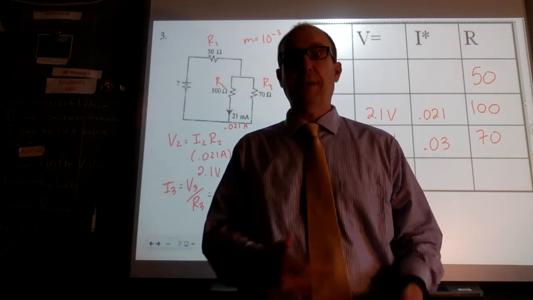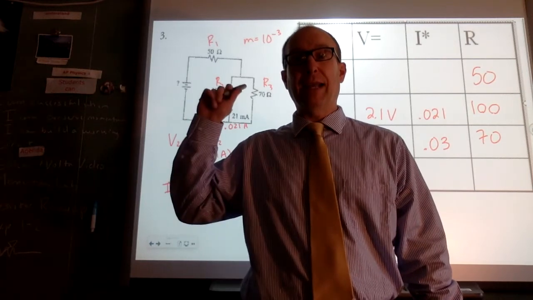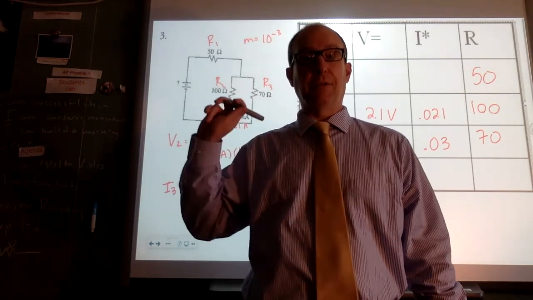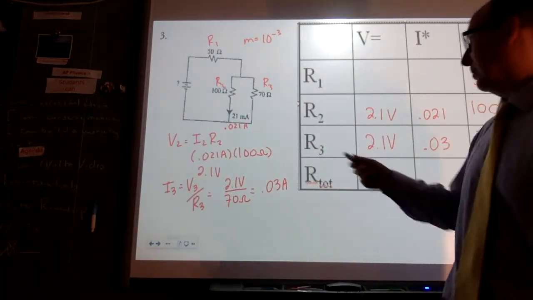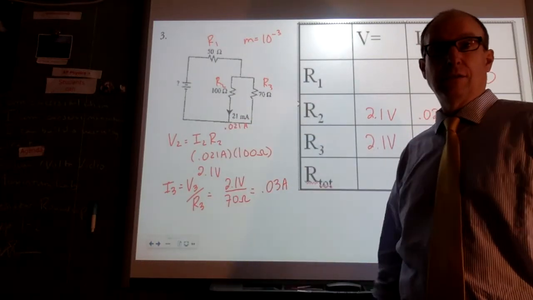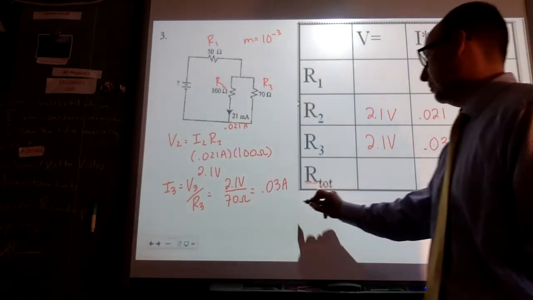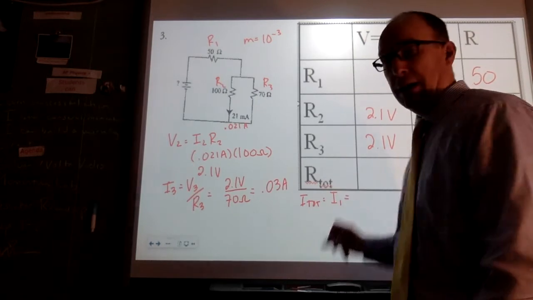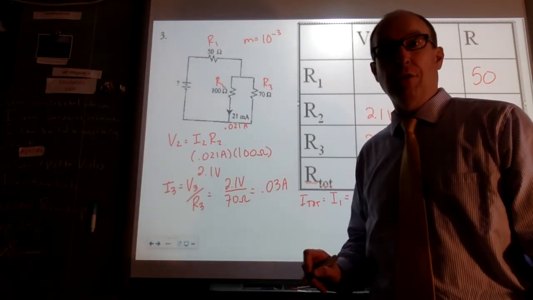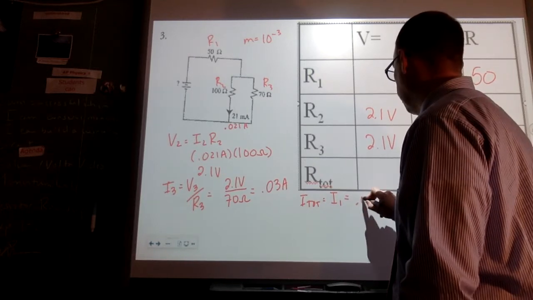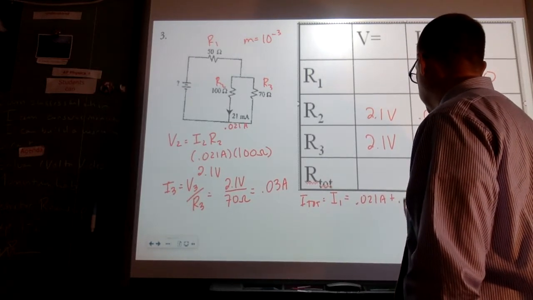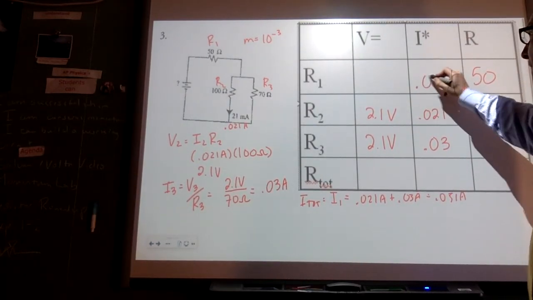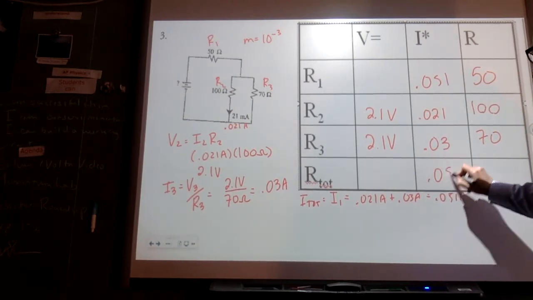Well, the total current has to be the sum of the two of them because the amount that's going into the junction where they split has to be the same as the amount that is coming out there. And so my total, which is also the current through R1, because all of the current has to go through R1, is going to be equal to 0.021 plus 0.03. So I have 0.051. I can put that here, and I can put that there.